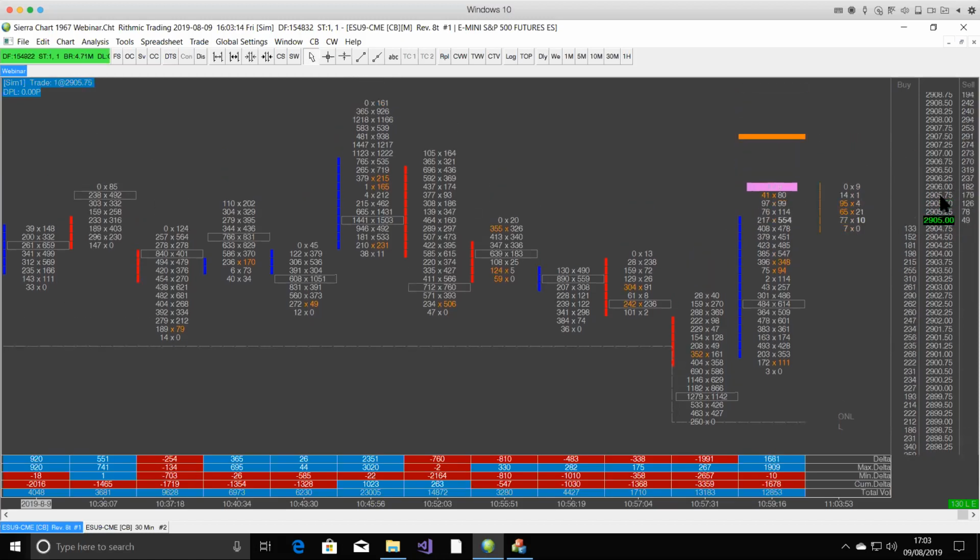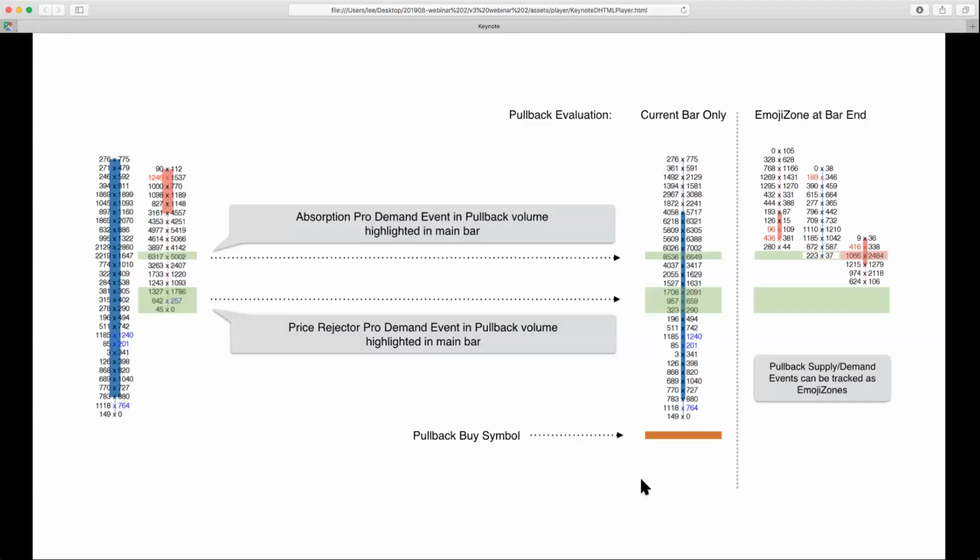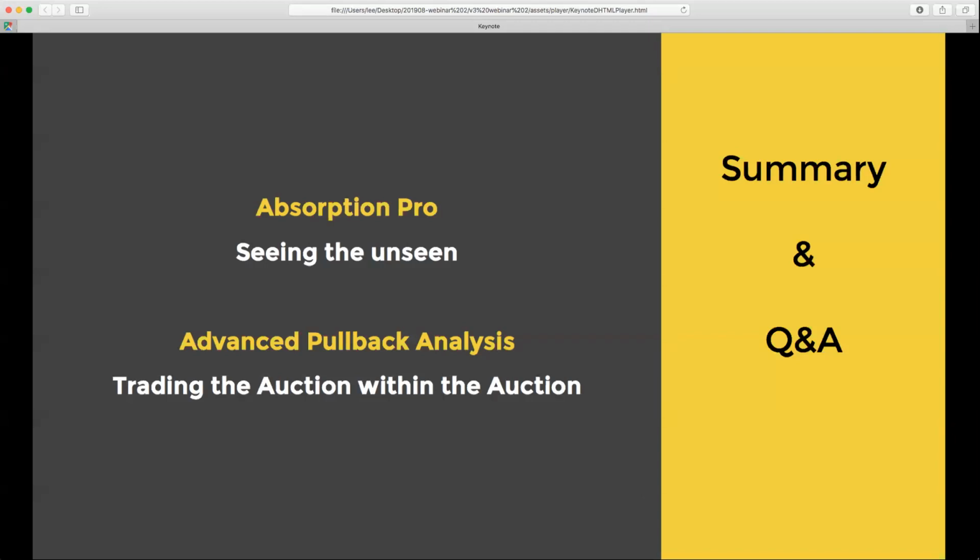So we've covered Absorption Pro and we've covered advanced pullback analysis. Both of these are pretty sophisticated indicators and concepts. But if we sum it up, absorption is about seeing the unseen. Many traders are only focused on aggression and imbalances. We have to consider what is on the other side of the market where we're trading. So Absorption Pro helps us see that.